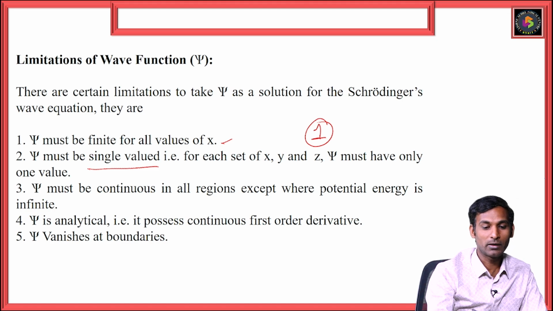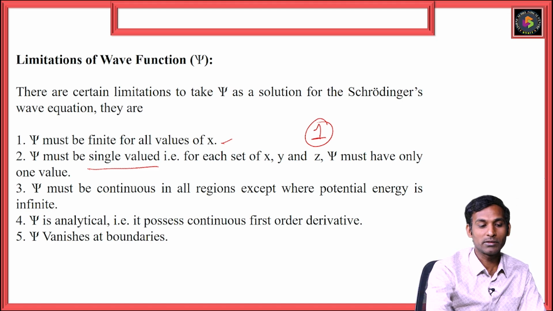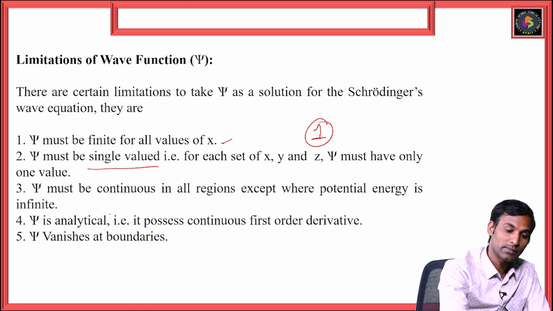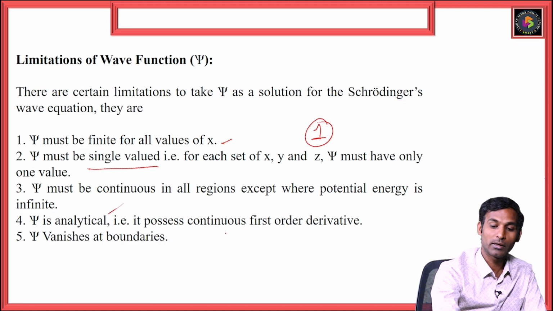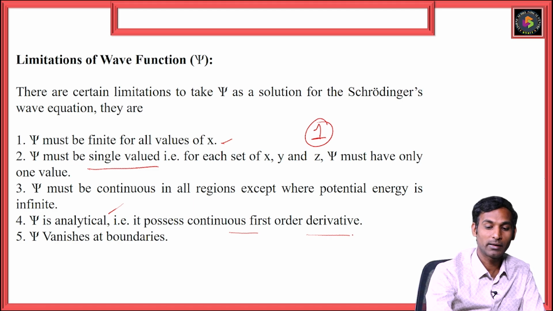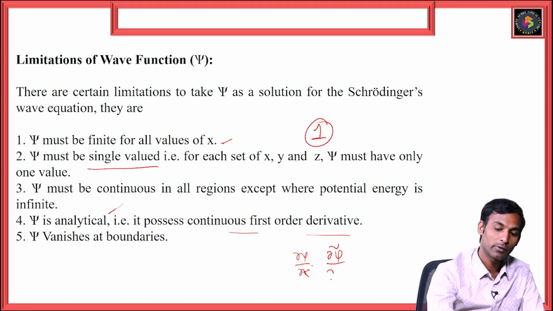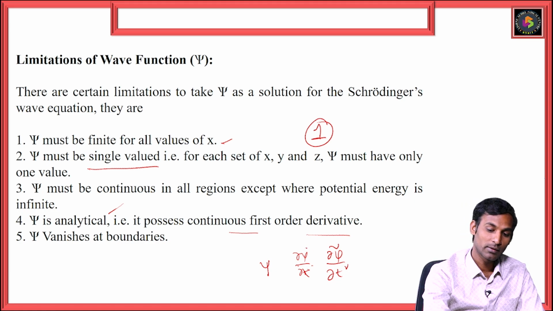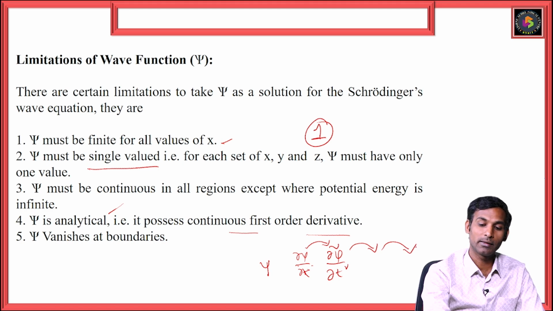Next, psi must be continuous in all regions except where the potential energy is infinite. That means psi must be continuous in all the regions except where the potential energy is infinity. Next, psi is analytical. It possesses continuous first order derivatives. That's why we take dou psi by dou t and dou squared psi by dou t squared, first order and second order. That means psi is analytical. It possesses a continuous first order derivative. First order only, then we go for second order, next third order, next the fourth order. It is a derivative format.